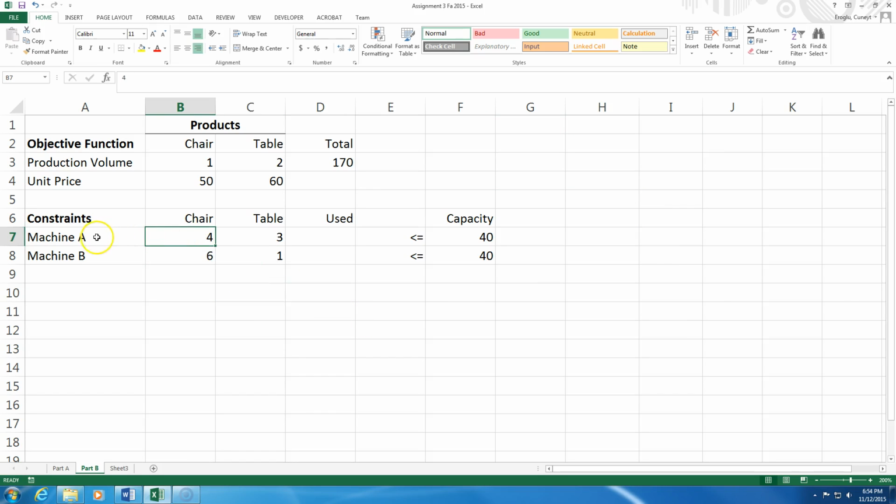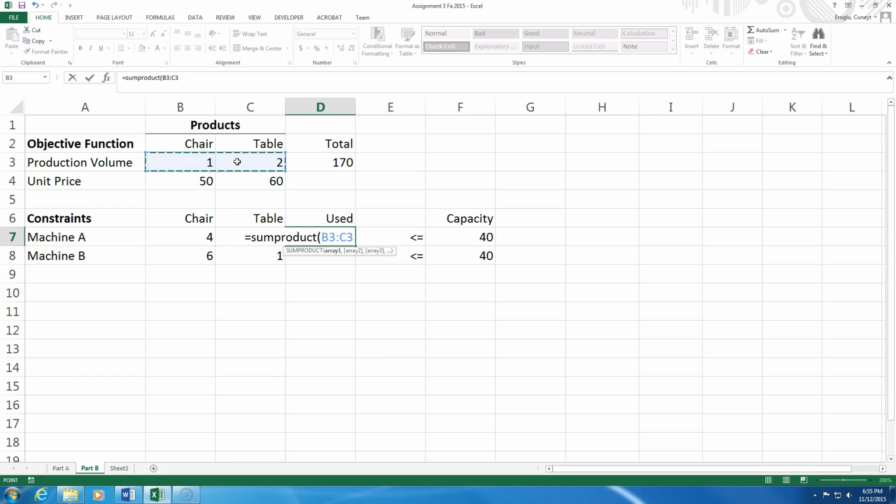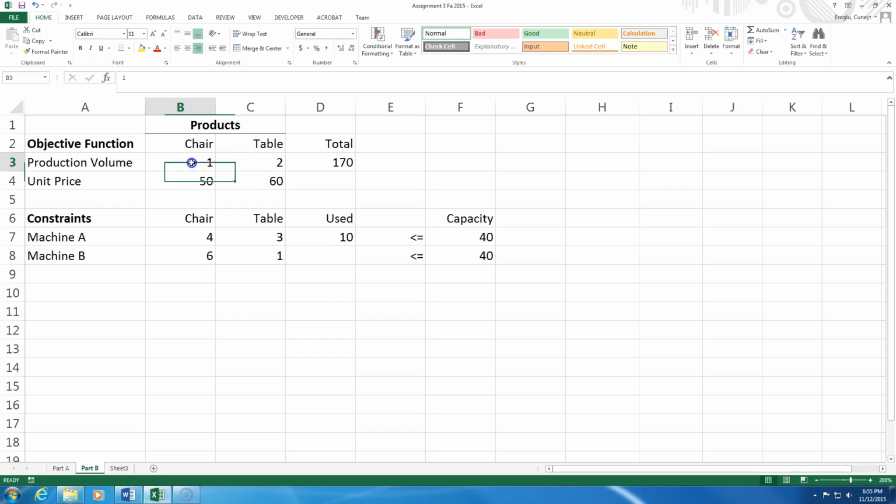Okay, I need so many hours of processing on machine A for one chair and so many hours of processing on machine B for one chair, similarly for table. Okay, so if I make one chair and two tables, how many hours of processing do I need on machine A? So I need 1 times 4 hours for the chair and 2 times 3 for the table. Okay. So I'm going to say equals sum product parenthesis these two numbers, okay, comma these two cells. Okay. So I'm going to need a total of 10 hours to make one chair and two tables on machine A.